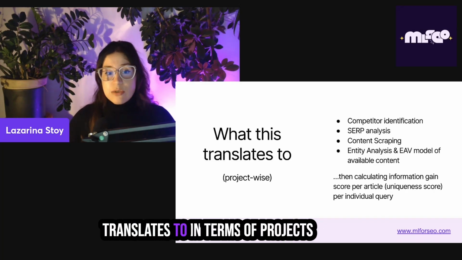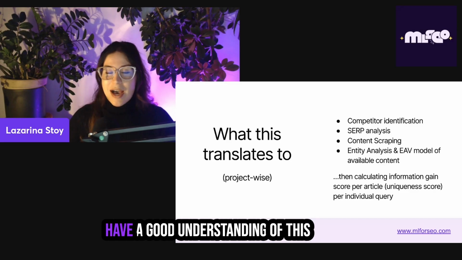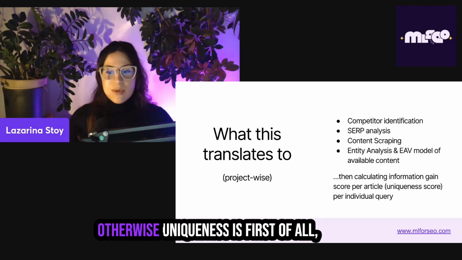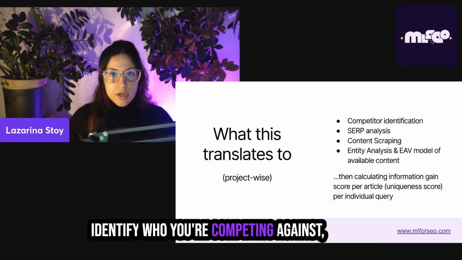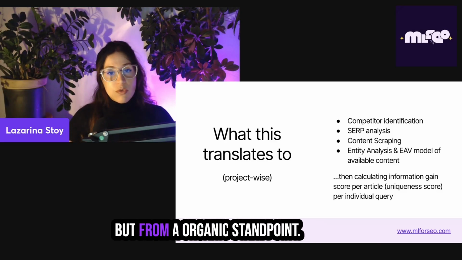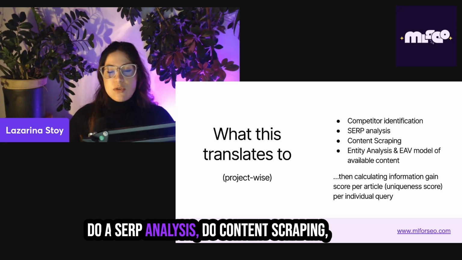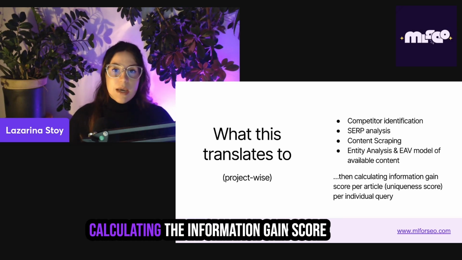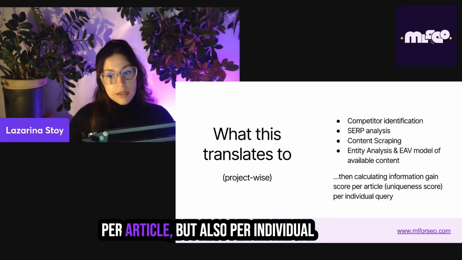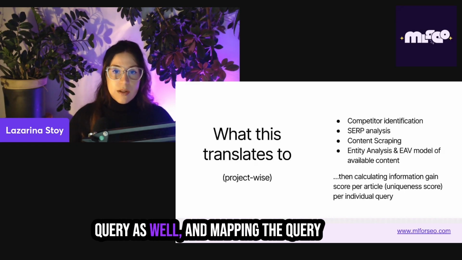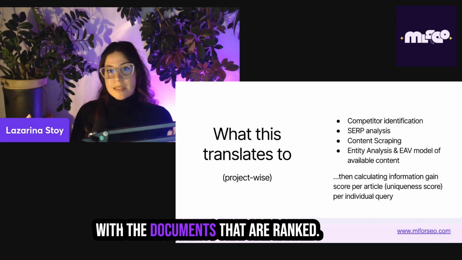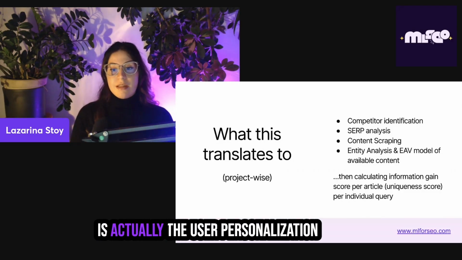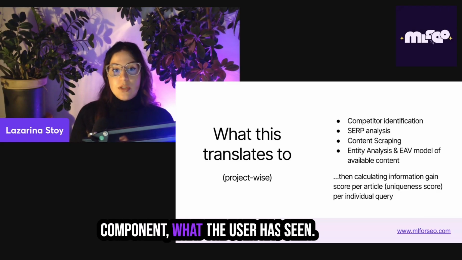And what this translates to in terms of projects that you need to execute, in order to have a good understanding of this concept before you even do any sort of calculation on information gain or otherwise uniqueness, is, first of all, identify who you're competing against, not only from a business standpoint, but from an organic standpoint. Do a SERP analysis, do content scraping, do entity analysis, implementation of the EAV model as well, and then calculating the information gain score per article, but also per individual query as well, and mapping the query with the documents that are ranked. And even with this information, you're still missing a key component, which is actually the user personalization component, what the user has seen.